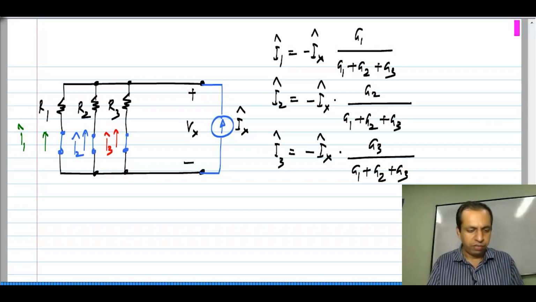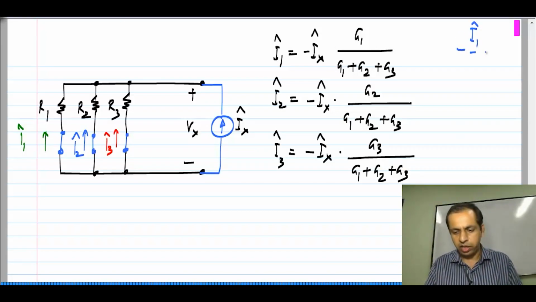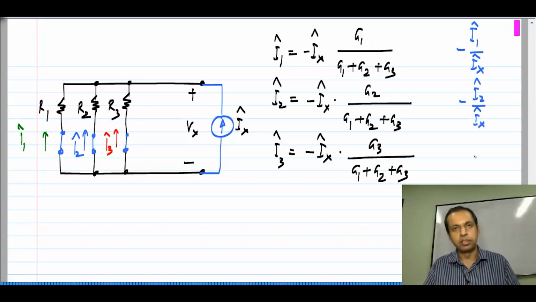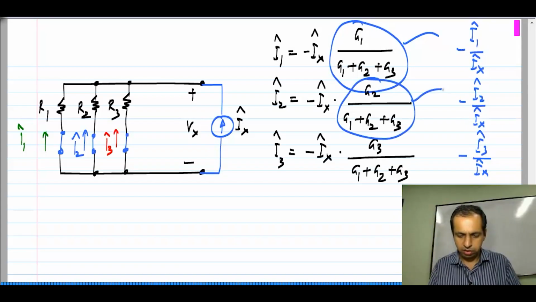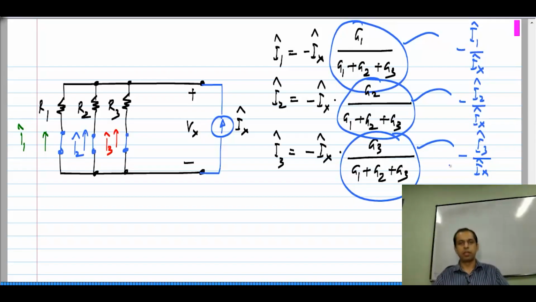And if I look at the coefficients, minus I 1 hat by I x hat, this is what I want, right. This is V x by V 1, minus I 2 hat by I x hat, which is V x by V 2, and minus I 3 hat by I x hat. So, these ratios would be simply what is inside this circle. This one and that one.